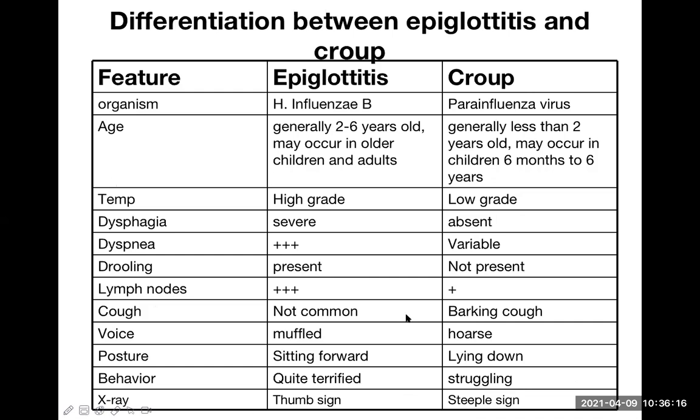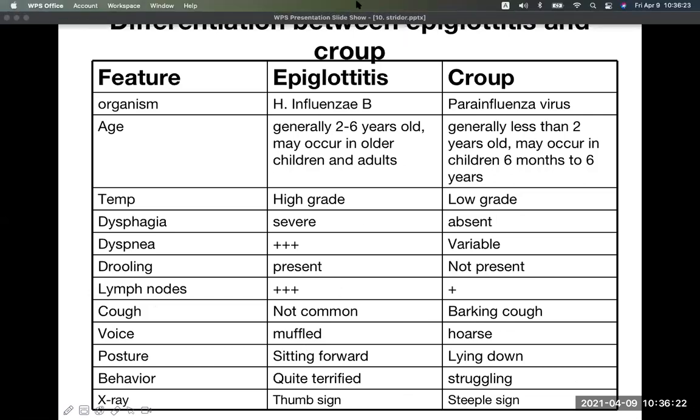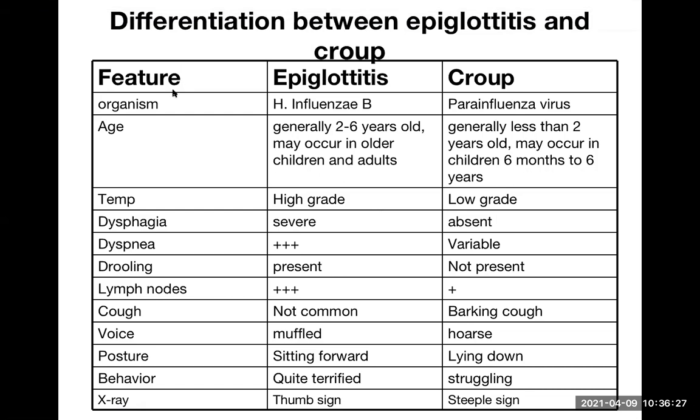Now, after going through this, let's differentiate between epiglottitis and croup. If any question comes from this topic, this is the one, because it covers both of the conditions, isn't it? So this type of question is quite a favorite in the examination. Regarding the organism, Haemophilus influenzae type B is the organism for epiglottitis, whereas croup is mainly caused by parainfluenza virus. One is a viral infection, another is a bacterial one.